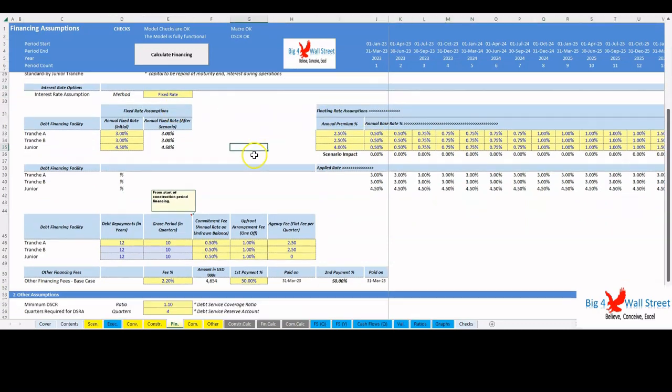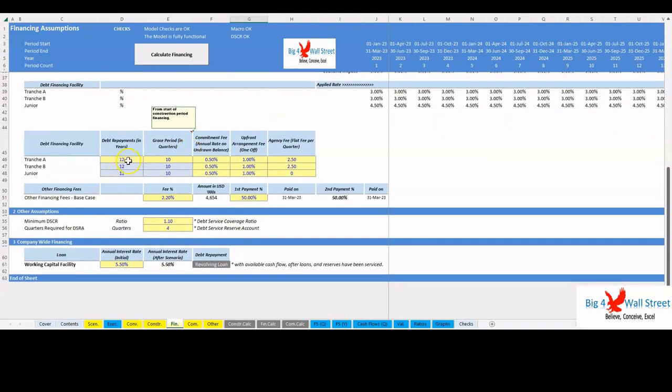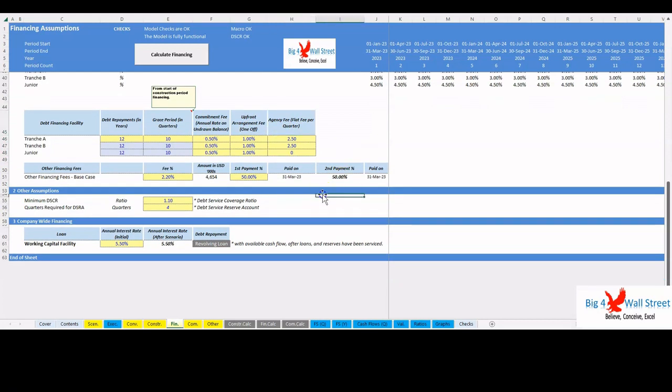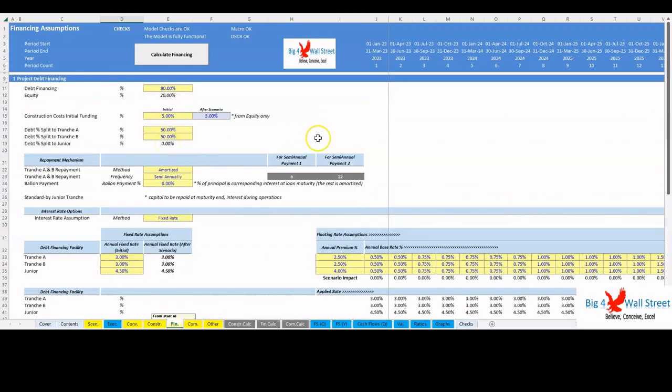The user also sets the debt repayment in years, the grace period, as well as the other financing fees, such as commitment fees, upfront fees, agency fees and other financing fees. Finally, the user sets the interest rate for the working capital facility. All the above assumptions are used for the calculations performed in the Financing Calculations tab.